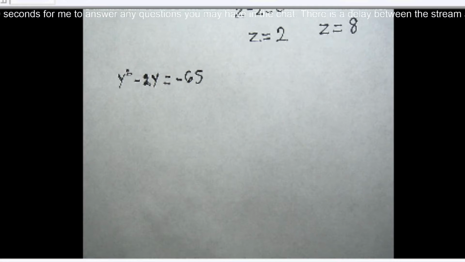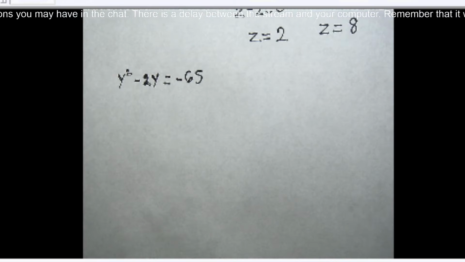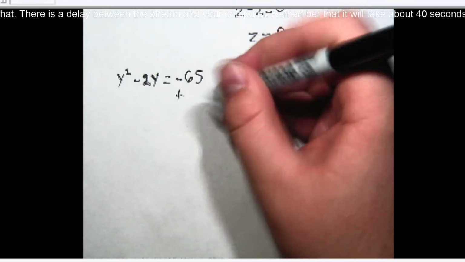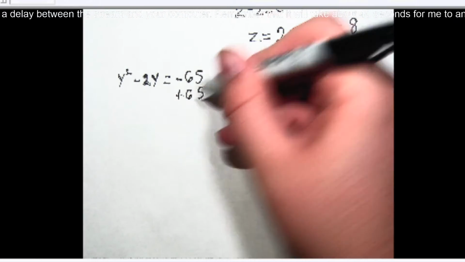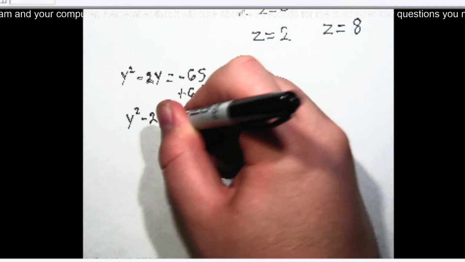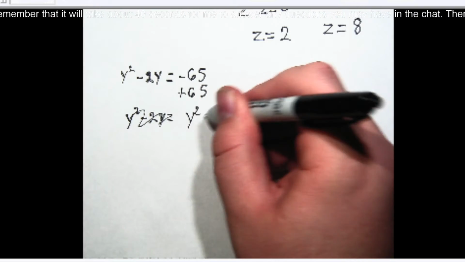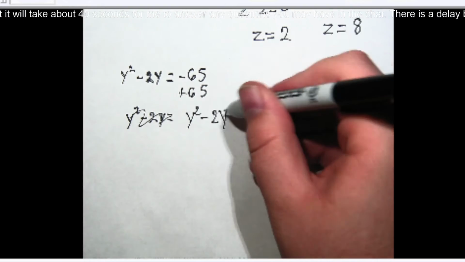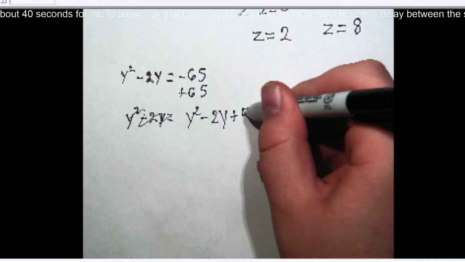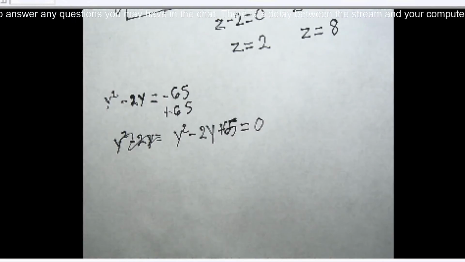Okay. So, like I said, ideally, these equations we want to get equal to 0. So what would we do? Add 65. So that would give us y squared minus 2y plus 65 equals 0. Sorry about the messiness.